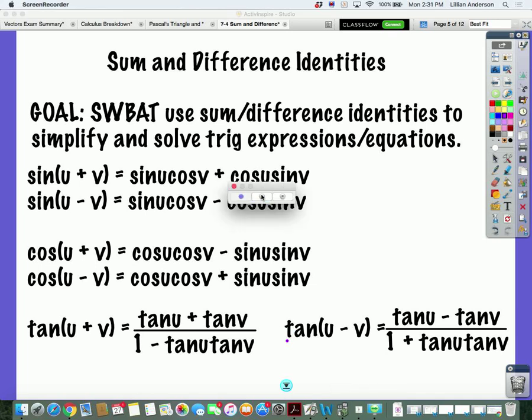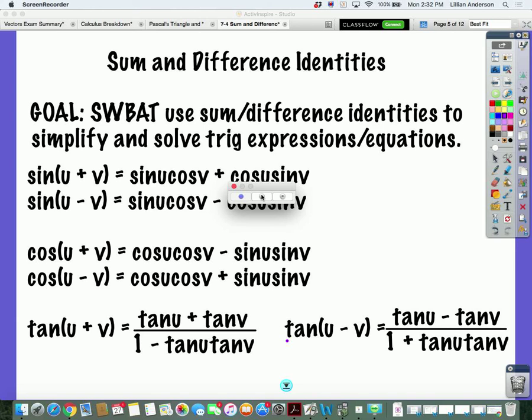So today we're talking about sum and difference identities. These again are identities that you do not need to know. They will be given to you on any quizzes or any test that we take. Okay? You guys are going to be able to use these identities to simplify and solve trig expressions or equations.